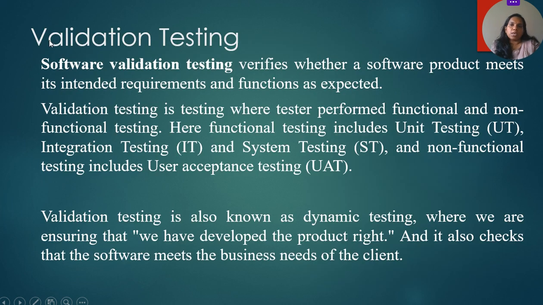And the fourth type of testing is validation testing. Software validation testing verifies whether a software product meets its intended requirements and functions as expected. Validation testing is testing where the tester performs functional and non-functional testing. Here, functional testing includes unit testing, integration testing, and system testing, and non-functional testing includes user acceptance testing, UAT.